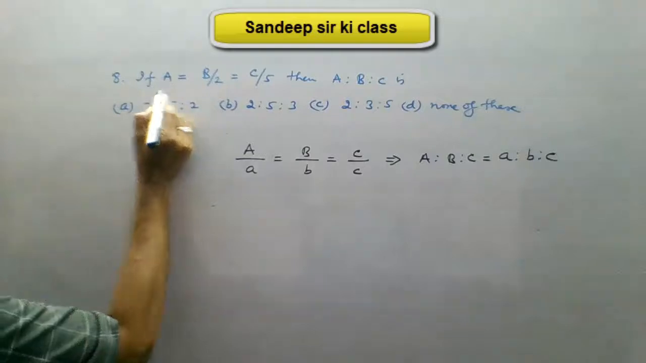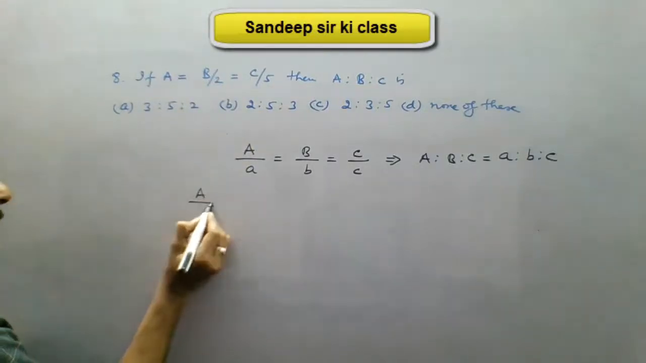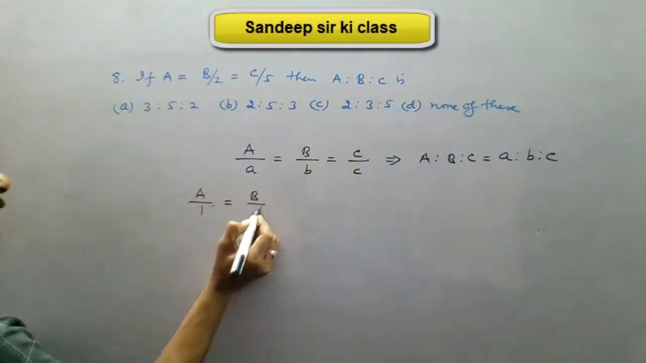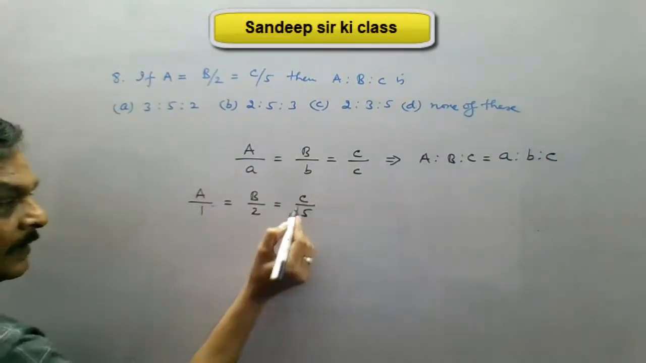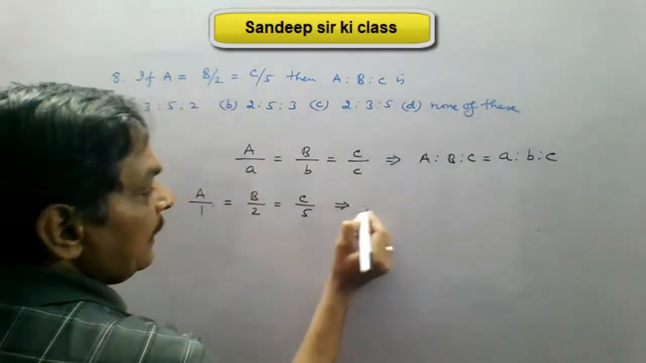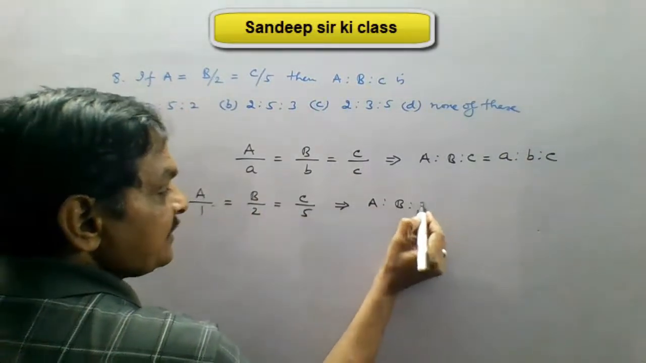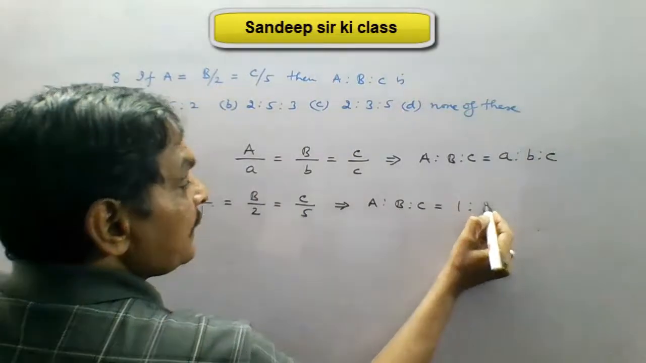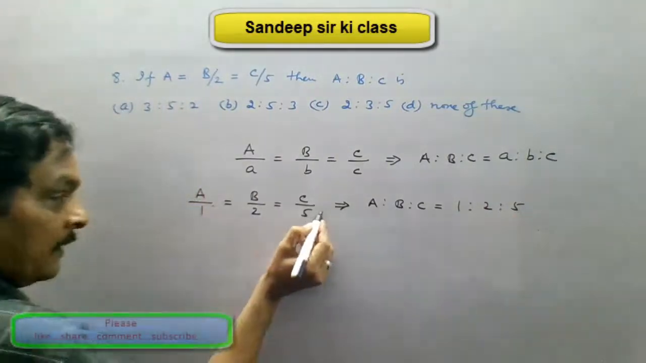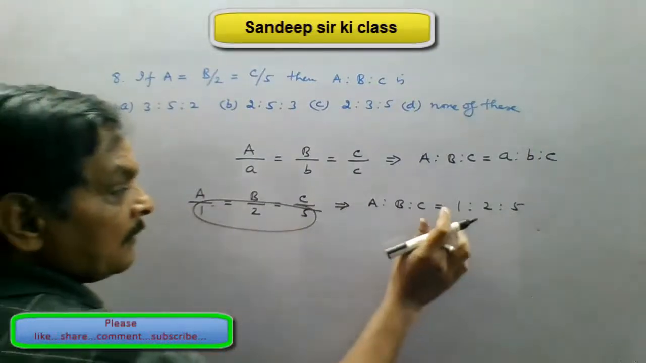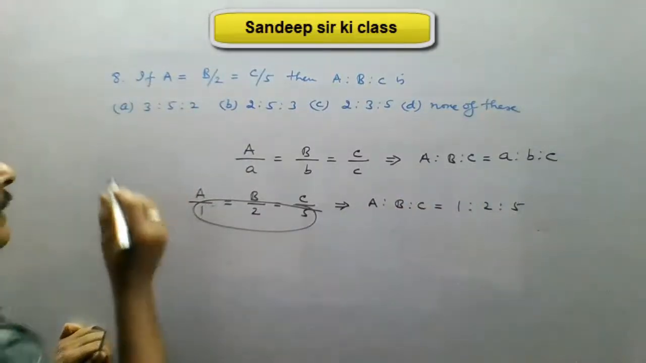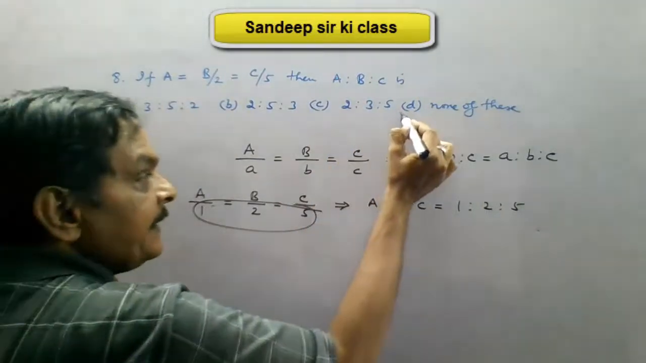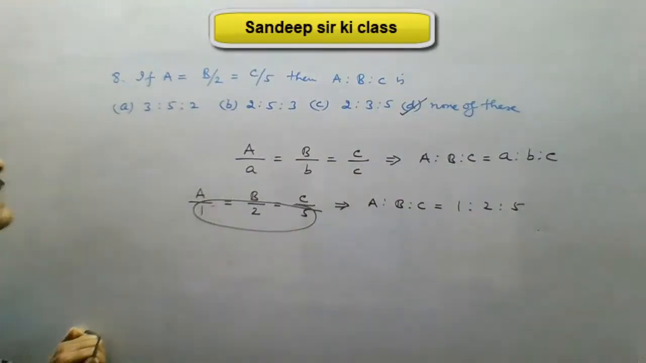Now accordingly, we have been given here as A upon 1 equal to B upon 2 equal to C upon 5. Therefore, what will be the ratio A ratio B ratio C? A ratio B ratio C will be equal to 1 is to 2 is to 5. Whatever is written in the denominator will be the ratio, A 1 ratio 2, 1 ratio 5. And which is the option? Here option D is correct. None of these. Now we will see the next problem.